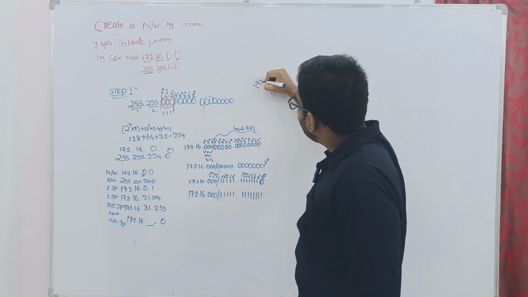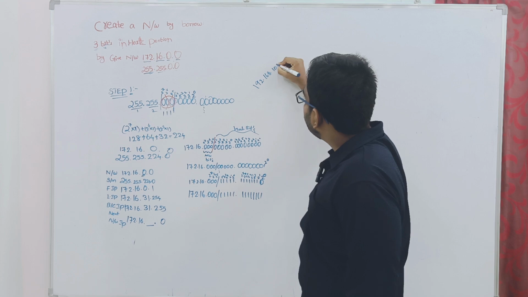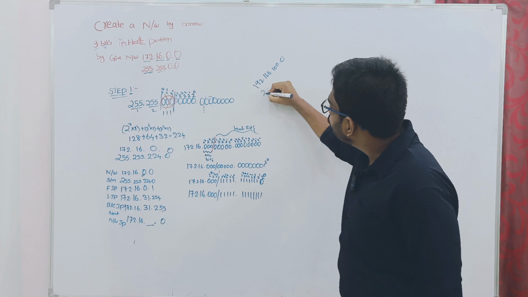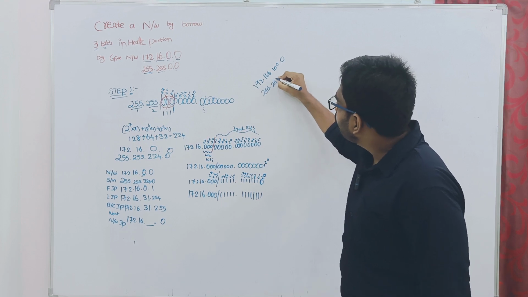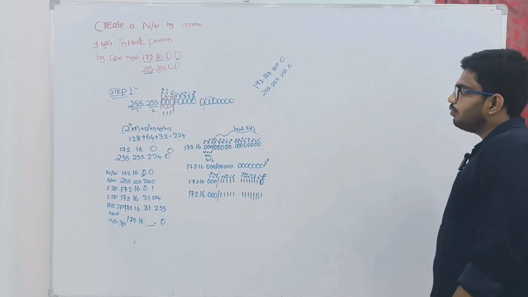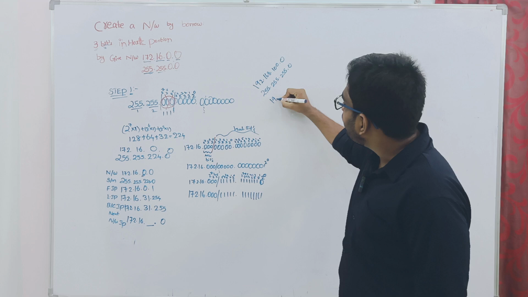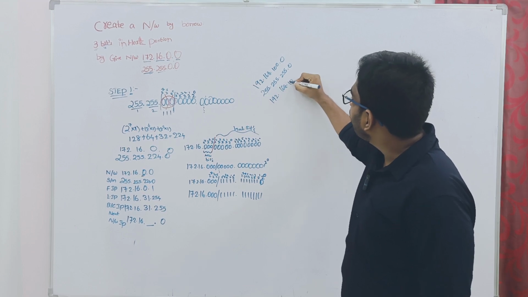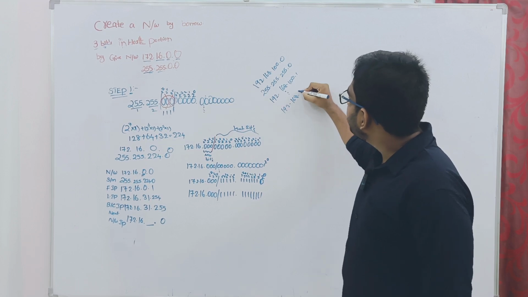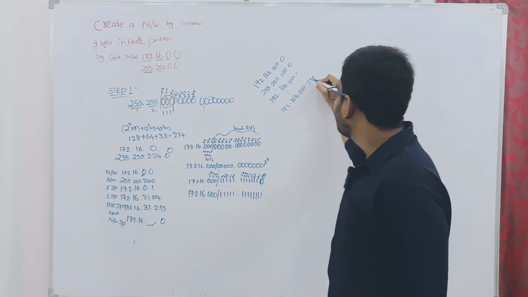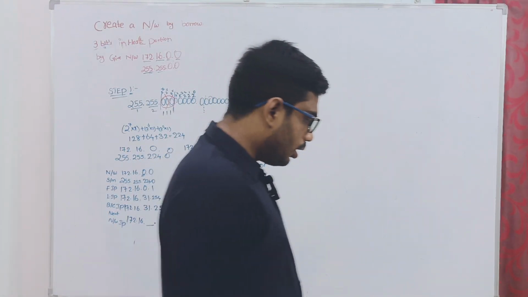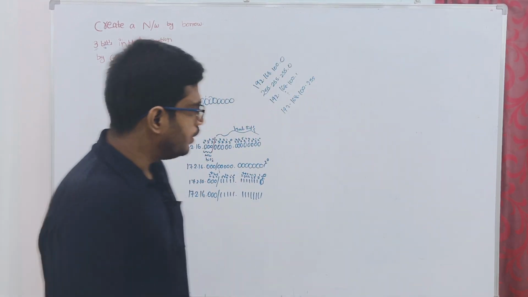So 192.168.100.0, let us assume, and the subnet mask is 255.255.255.0. So what is the IP address range? 192.168.100.1 up to 192.168.100.255. What will you do now? When you want more IP addresses, what will you do?